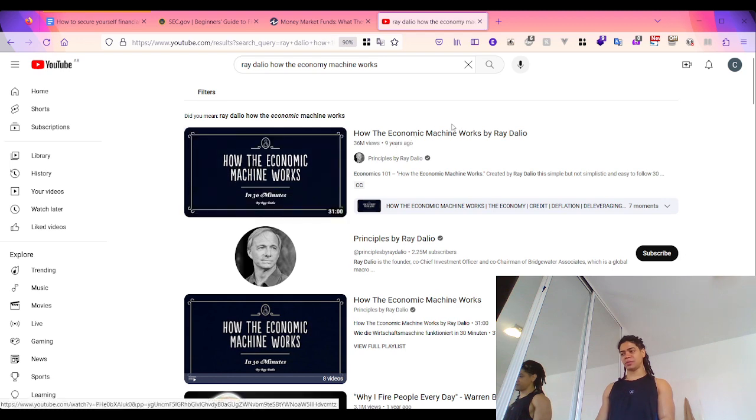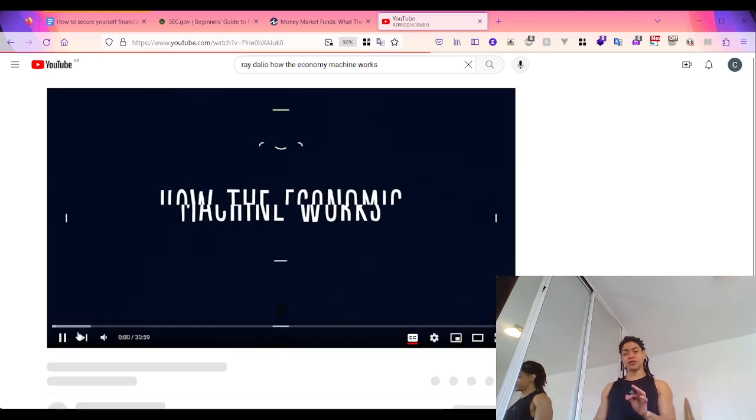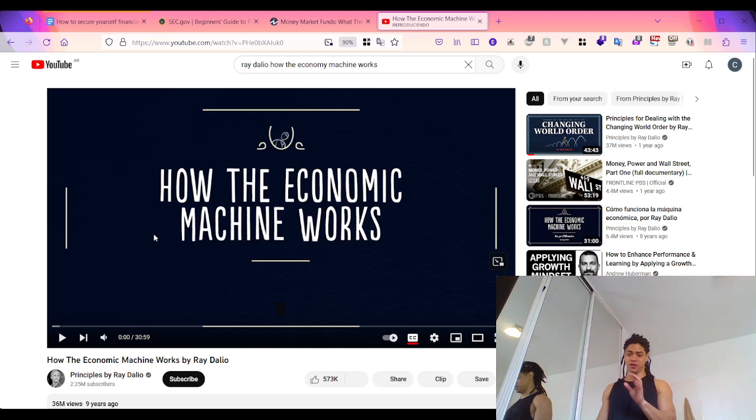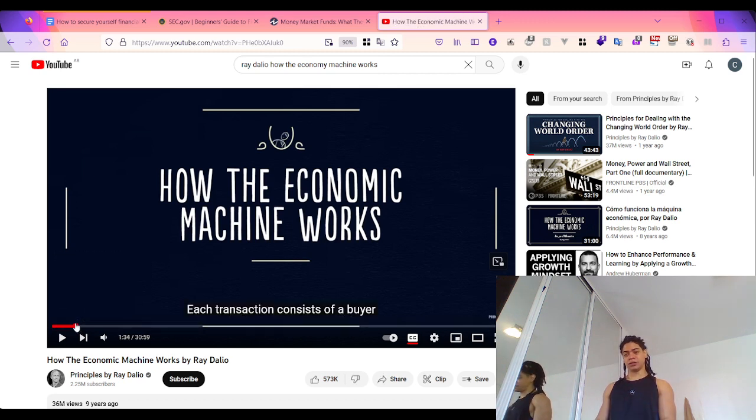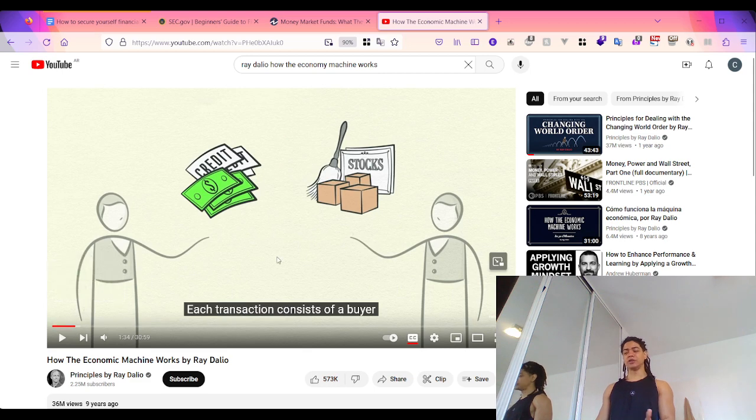It's like how the economy machines work. Nine years ago, How the Economic Machine Works was very well illustrated and also very powerful. It has nice visualization as well.